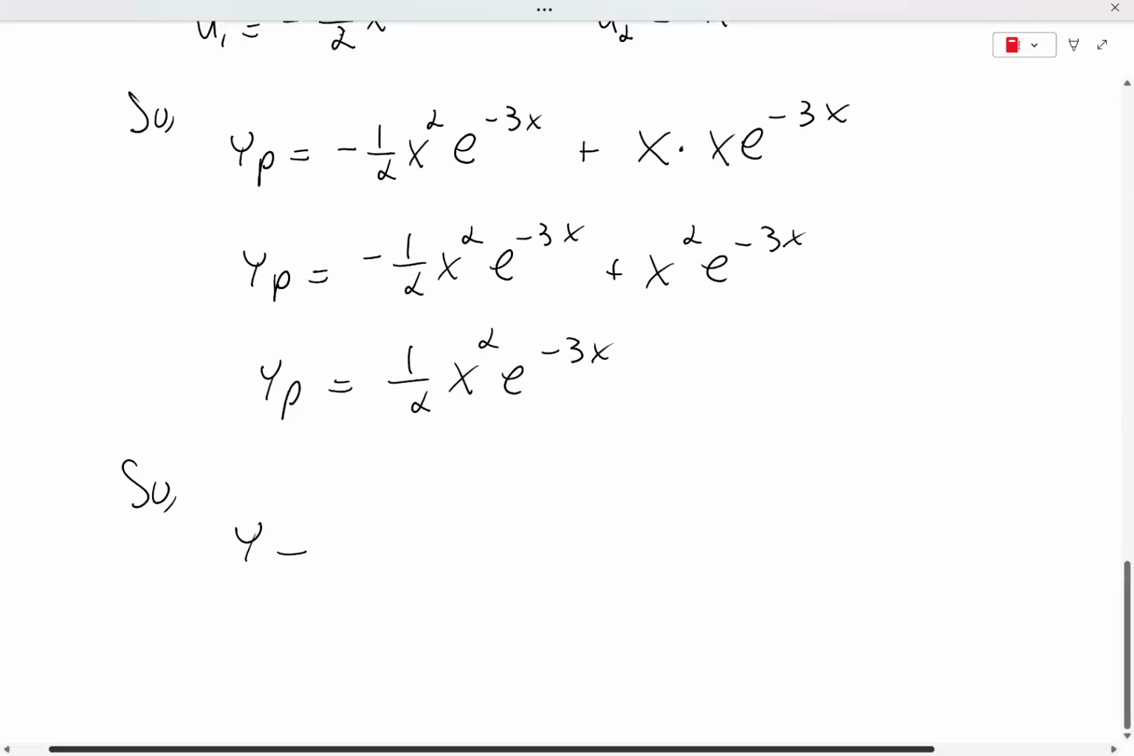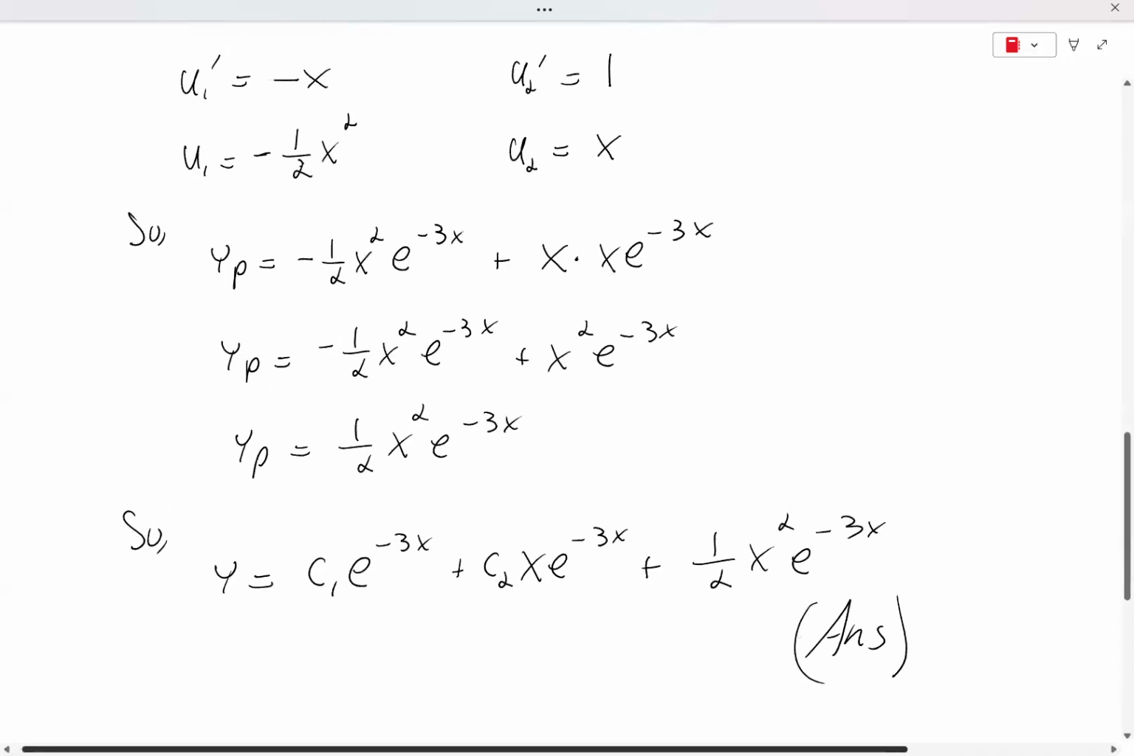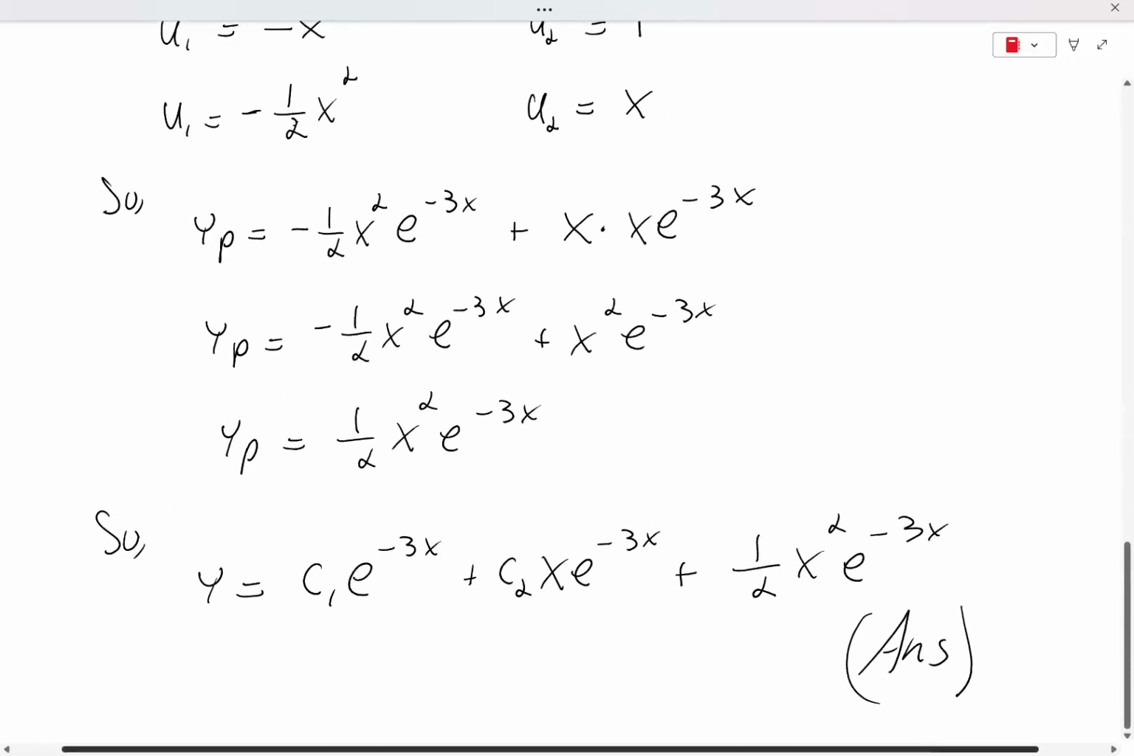So then a general solution is y equals c sub 1 e to the negative 3x plus c sub 2 x e to the negative 3x plus 1/2 x squared e to the negative 3x. Okay, so that would be it for that. Right, so that'd be the general solution there.